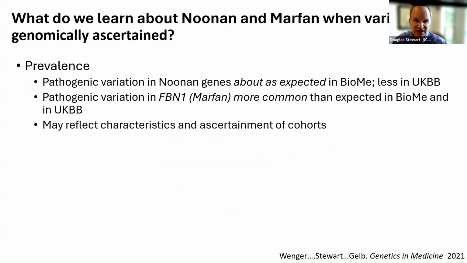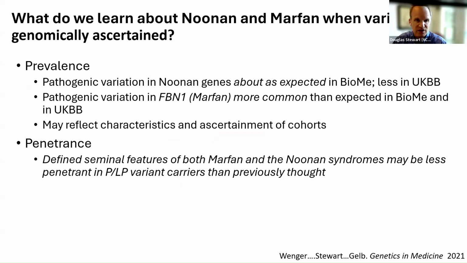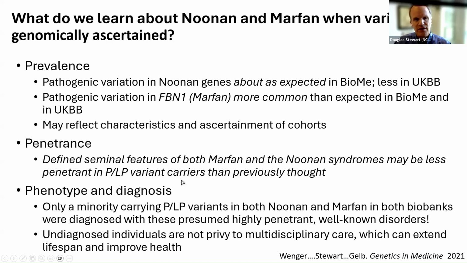kind of about as expected, but actually we found that Marfan syndrome variation, fibrillin-1, was more common than expected in these 2 cohorts. And then the key thing here, and I put it in italics to emphasize it, was that the defined seminal features of both Marfan and the Noonan syndromes may be less penetrant in PLP carriers than previously thought. And I probably should have used the word heterozygote there.